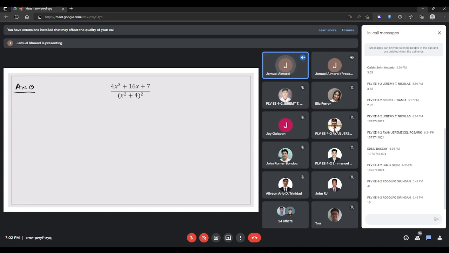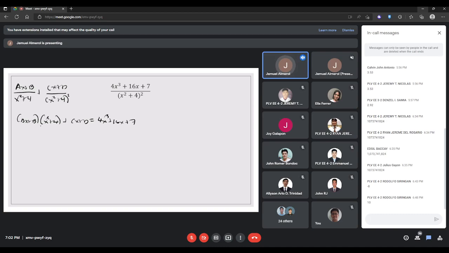Okay, so first degree, x squared plus 4 plus cx plus d over, so mas mataas na power. Pag cube yan, x squared plus 4, cube rather. Okay, so ang LCD is this. No? So we have ax plus b times x squared plus 4. Okay? Tapos plus cx plus d. So, pareho sila, no? Equal to 4x cubed plus 16x plus 7.